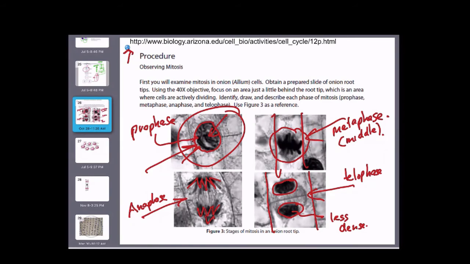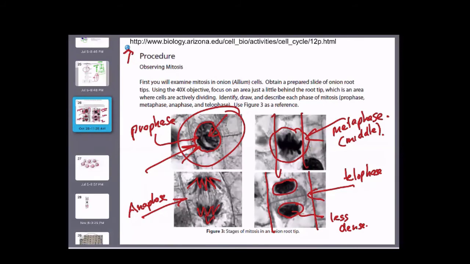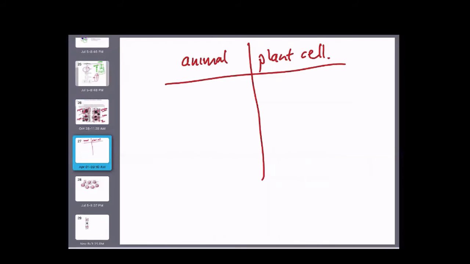Now, when you're looking at onion cells, what is something we have to remember? The difference between an animal cell versus a plant cell? What's one of the distinguishing features between an animal cell and a plant cell? Cell wall. Exactly. Do animal cells have a cell wall? No. They have no cell wall, they have a cell membrane.